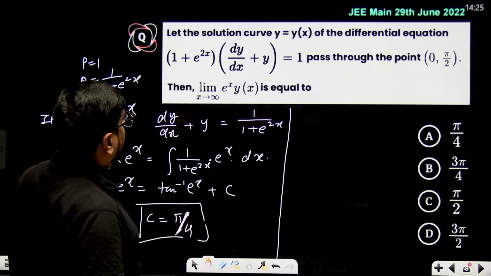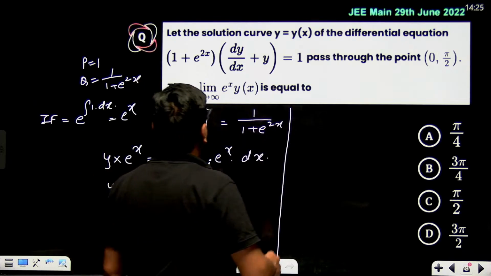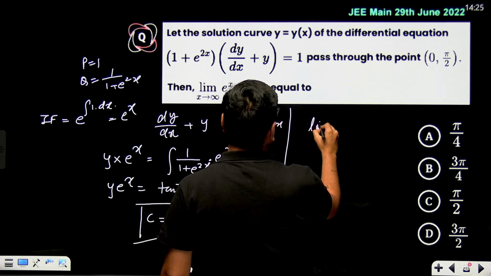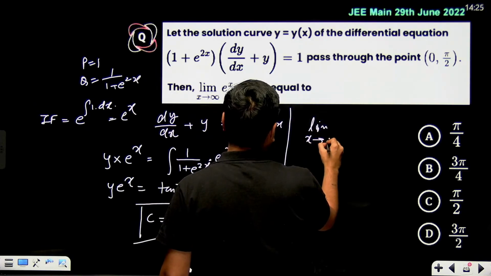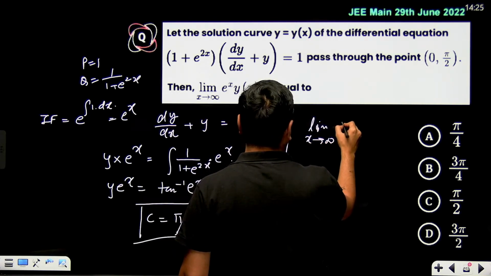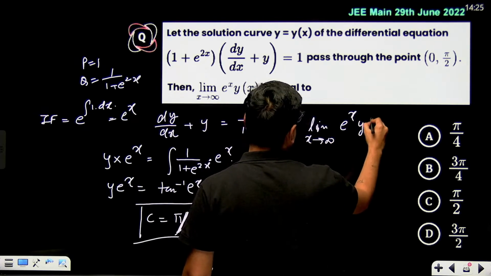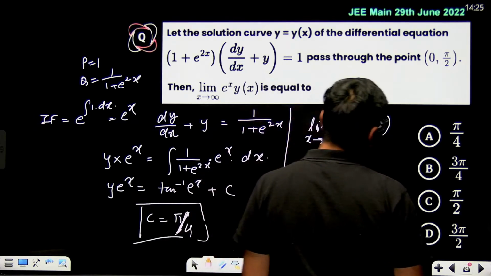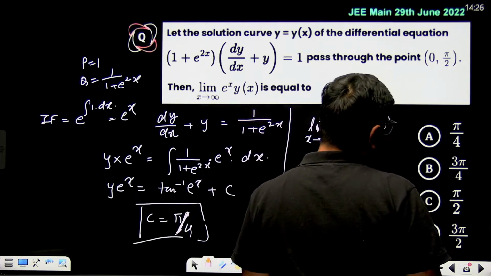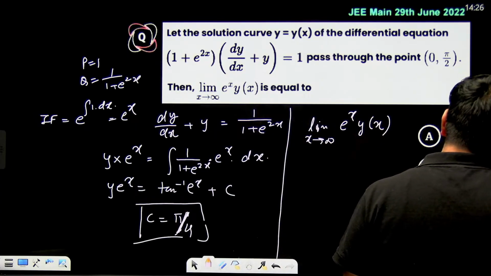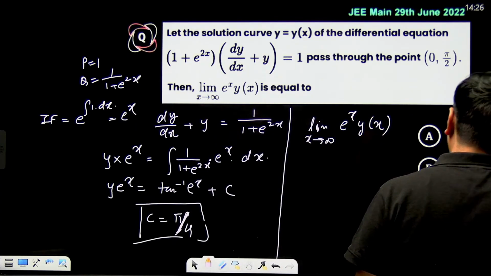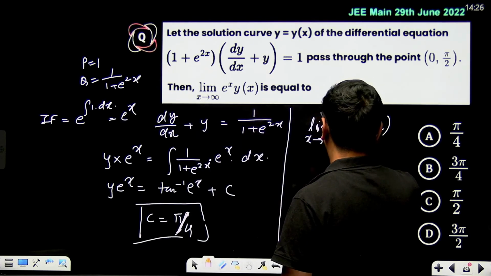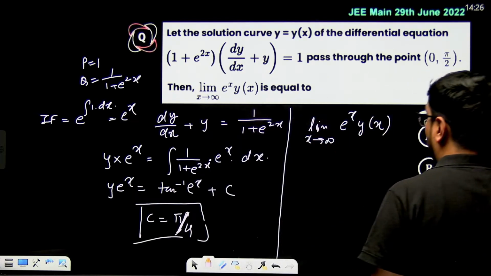Alright. And this we are supposed to find now. Then limits here a little bit we used. Limit of x tending to infinity, e to the power x y of x. So limit x tending to infinity, it will become e to the power x into y, that means e to the power x into y at x.